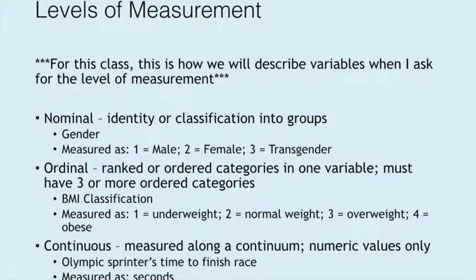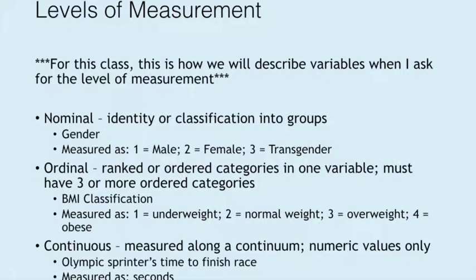So for this class, it gets a bit confusing to use all three of those distinctions. So when I ask you to describe variables, I'm going to ask for the level of measurement. And these are the three categories that they will fit into. So nominal, identity or classification into groups. So an example would be gender, measured as male, female, and transgender. So there's three categorical groups. Categorical just meaning categories. And then ordinal is ranked or ordered categories in a variable. It has to have at least three of these categories in order to be considered ordinal.